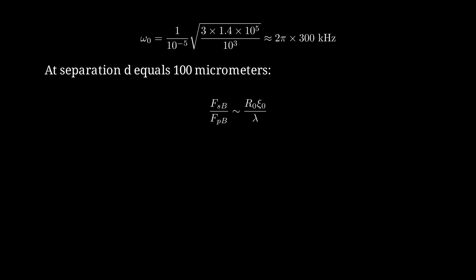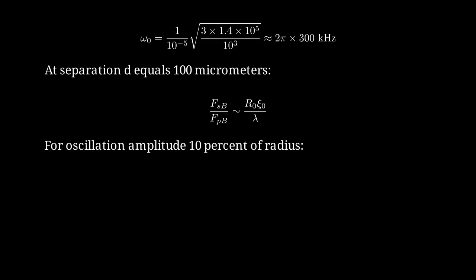The ratio of secondary to primary force scales as R0 times oscillation amplitude divided by wavelength. If the oscillation amplitude is about 10% of the bubble radius, which is typical for moderate driving, the amplitude is about 1 micrometer, and the wavelength at 300 kilohertz is about 5 millimeters.